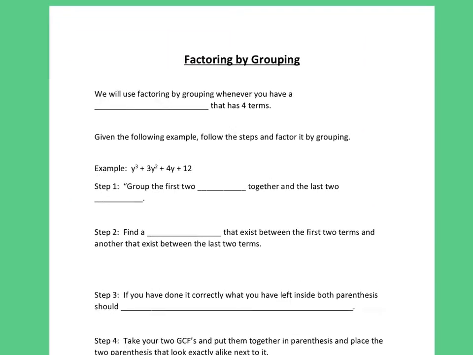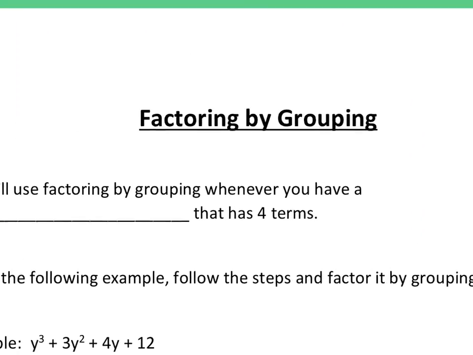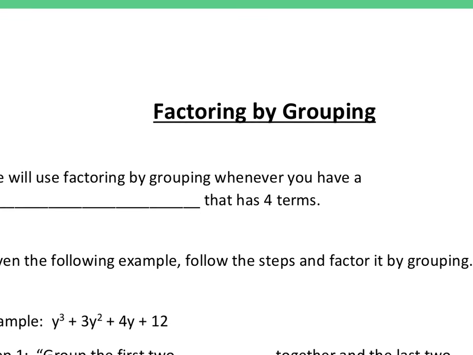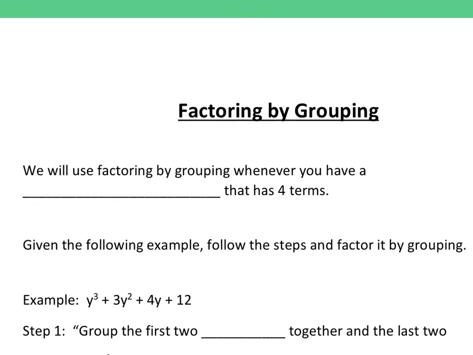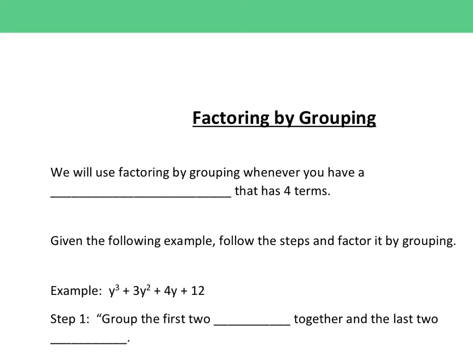Last new thing we are learning today. It's called factor by grouping. Okay? We will use factoring by grouping whenever we have a polynomial that has 4 terms. Please make sure you underline, highlight, star, whatever you need to do. 4 terms. That's the only time we use this.